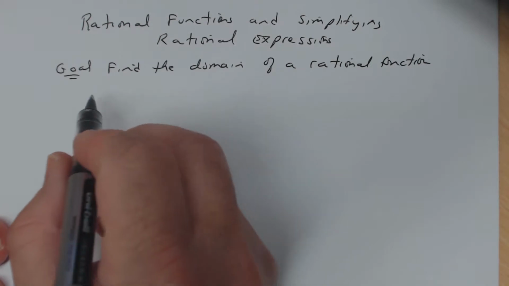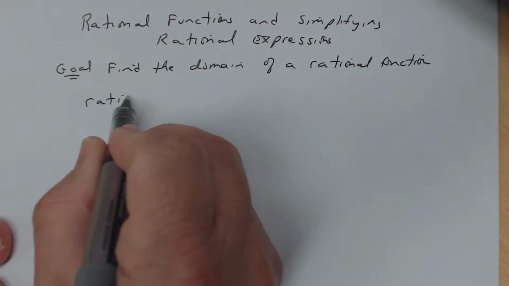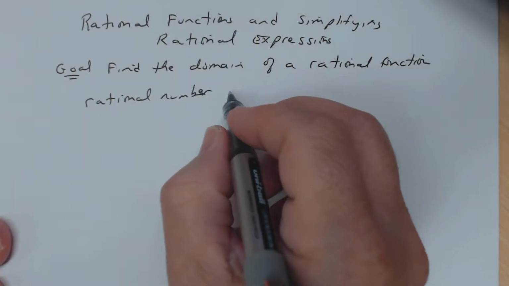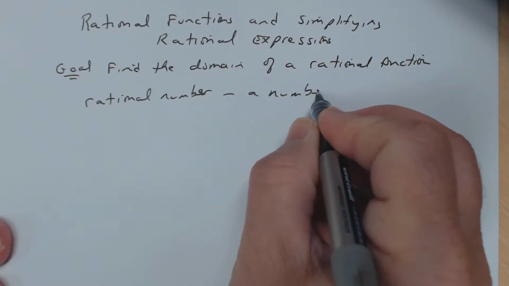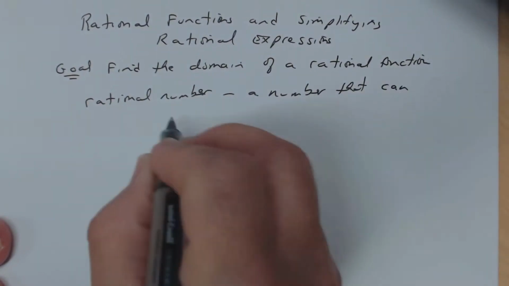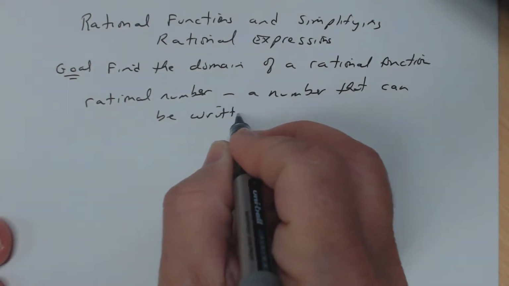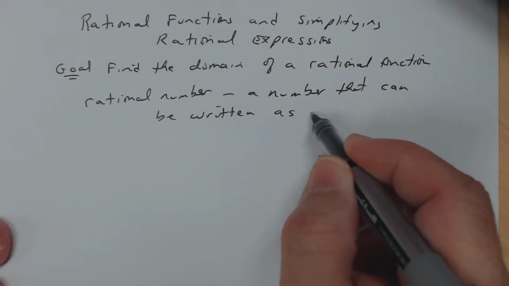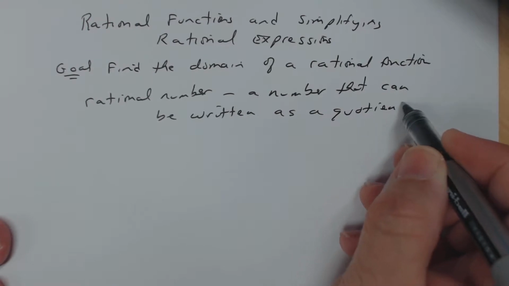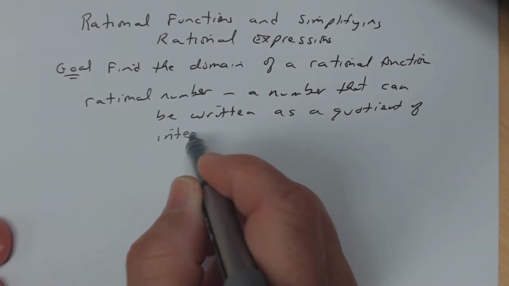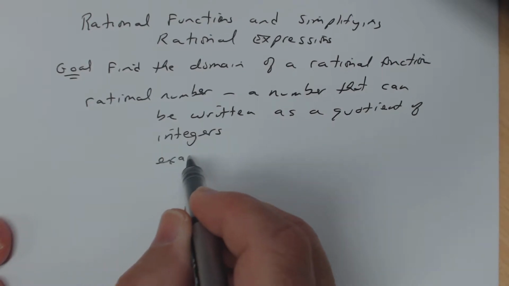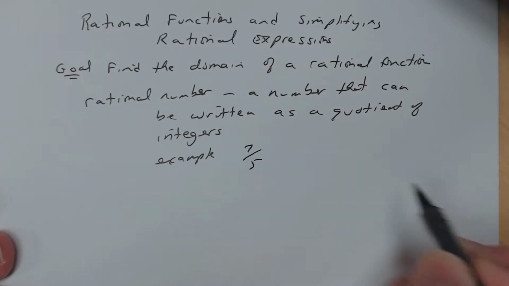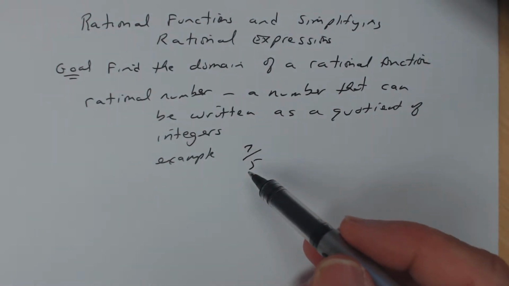We know that a rational number is a number that can be written as a quotient of integers. Remember, quotient means division. So for example, 7 over 5 is a rational number. 7 is an integer, 5 is an integer.